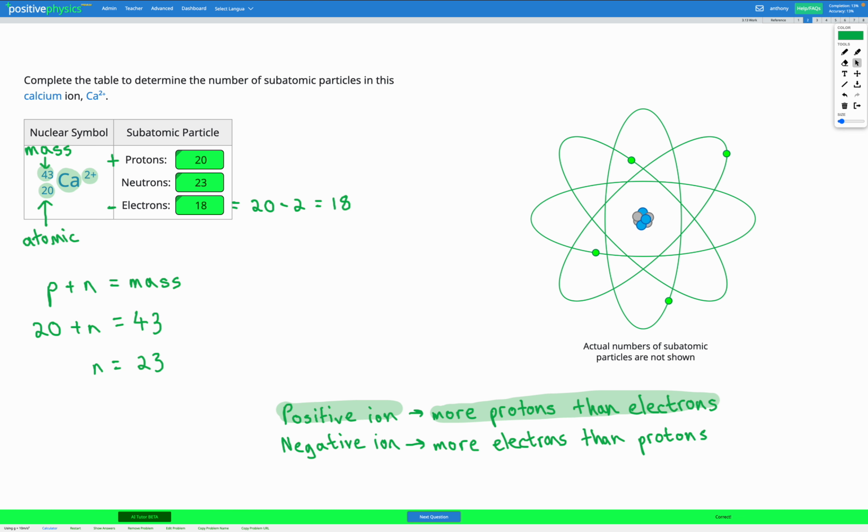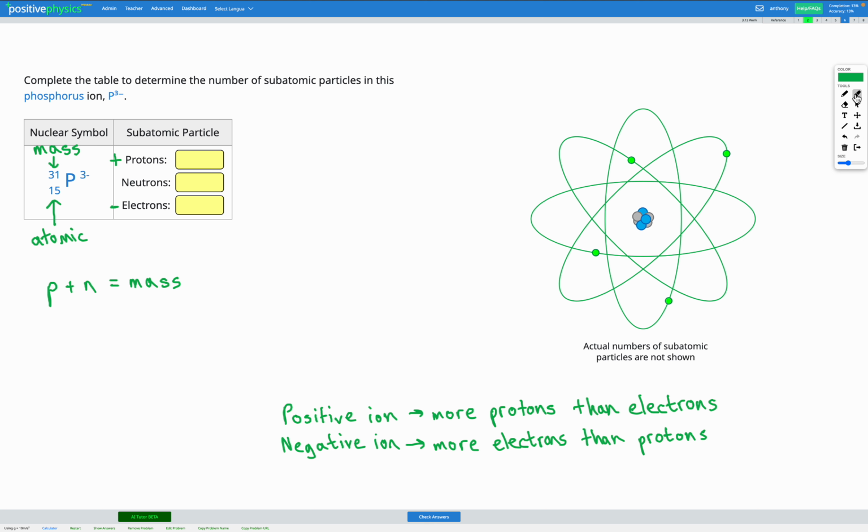Let's do one more question of this type. In this question, we're completing the table to determine the number of subatomic particles in this phosphorus ion, P3-. So again, our symbol P, that's our element symbol for phosphorus. Our atomic number is 15. The atomic number tells us the number of protons. So we know we have 15 protons.